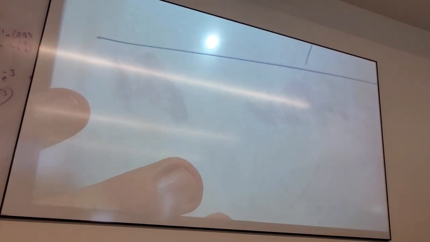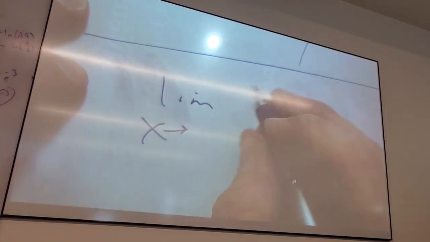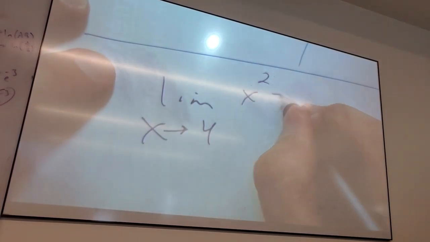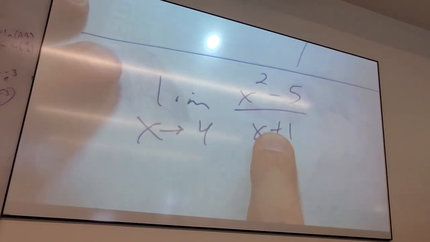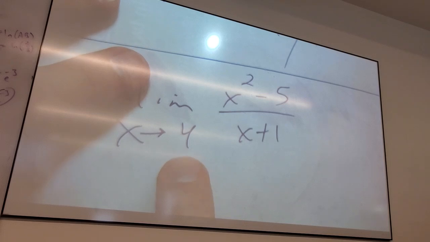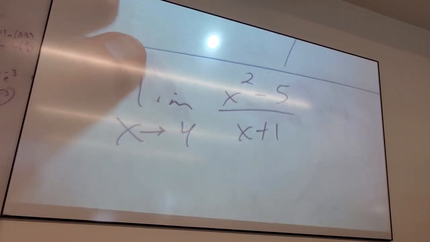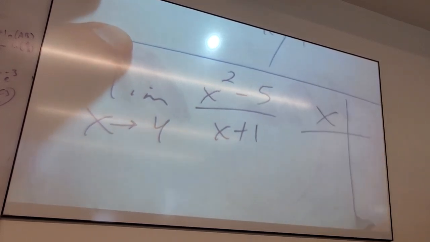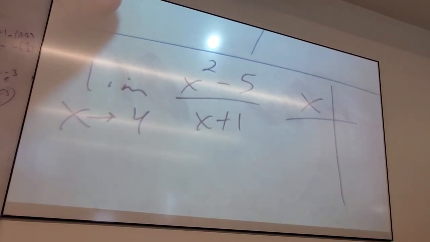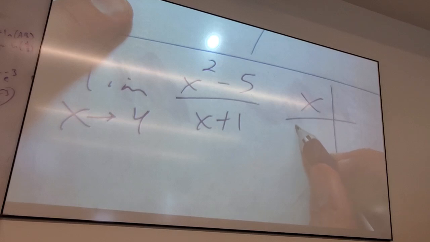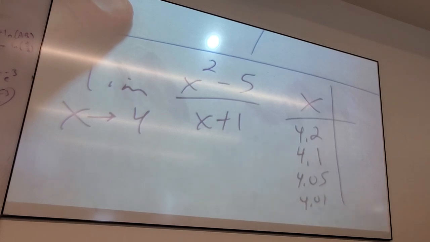Then I've got the very computationally heavy one: actually figure out what the limit as x goes to something of an expression is. Can I factor this? No. So that wouldn't help me. So how do I calculate this limit? I make a table of values, right? And what would I put in for x? 4? No. 4.2. All right, 4.2. 4.1. 4.05. 4.01. I mean, if you want to take a long time, yes.